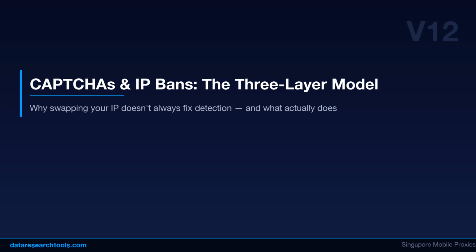So how do CAPTCHAs and IP bans actually work? They're not random. They're the output of trust scoring systems that evaluate incoming traffic against a specific set of signals. When a request scores below the threshold for likely human, the system responds with friction. Either a CAPTCHA challenge to verify you're human or an outright block if the score is low enough. These scoring systems look at three main categories of signals.